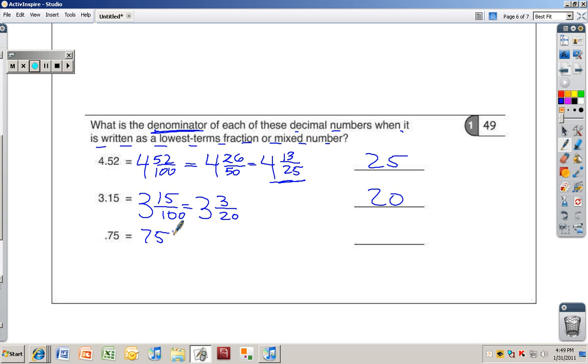And how do I write this one? 75 over 100. What can I divide both by? 25. And this becomes 3. And this becomes 4. So the answer over here is 4. Add those up and you should get 49.